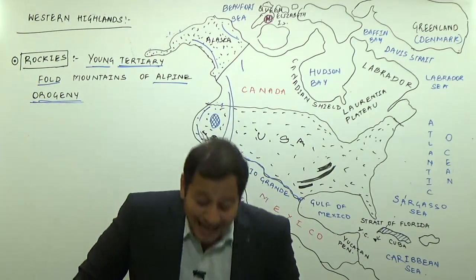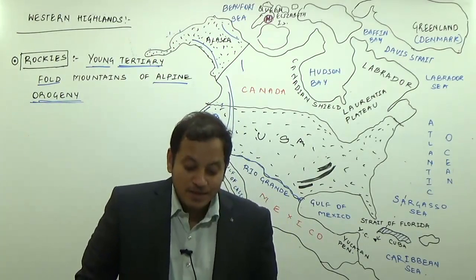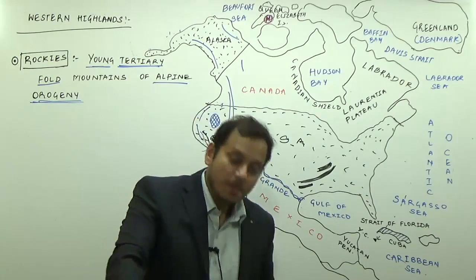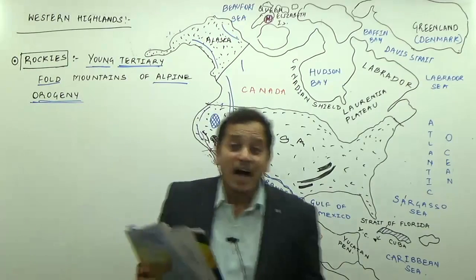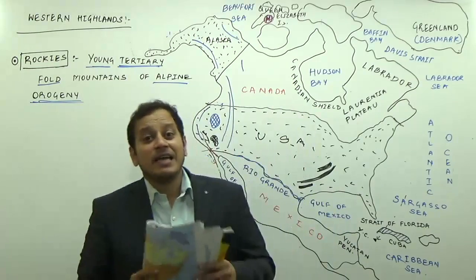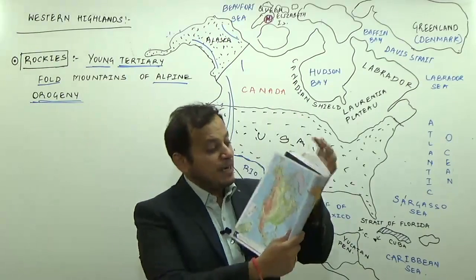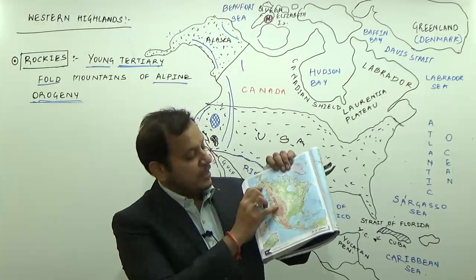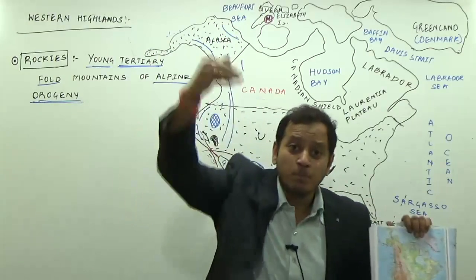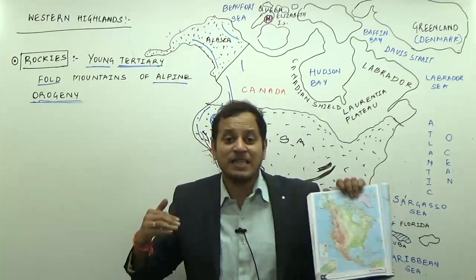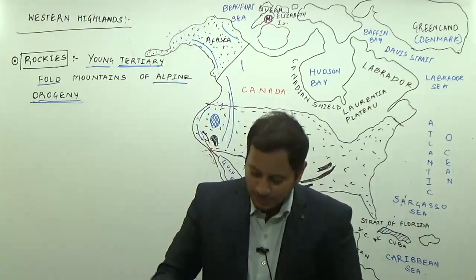Now these Rockies, look in your atlas. These Rockies are known by different names in Alaska. There are two names here, the Alaska Range and the Brooks Range. Now, which is to the north? The Brooks Range is to the north, while the Alaska Range is to the south.